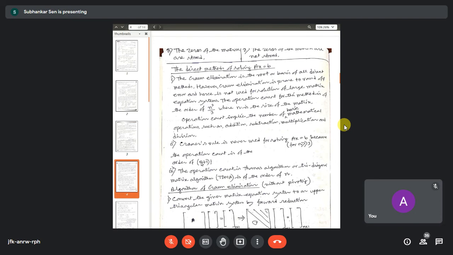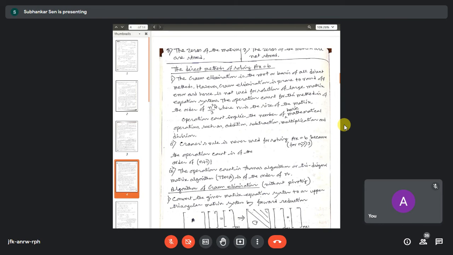When you increase n from 3 to 4, 4 to 5, or 5 to 6, and when you go to 10, it becomes factorial 11, and factorial 11 will be a huge number. If you take Gauss elimination, it will be 11 cubed by 3. So 11 cubed by 3 will be something around how much? It will be around 10 cubed, suppose. So 10 cubed means 1000.